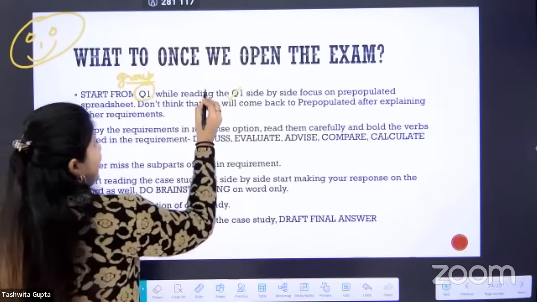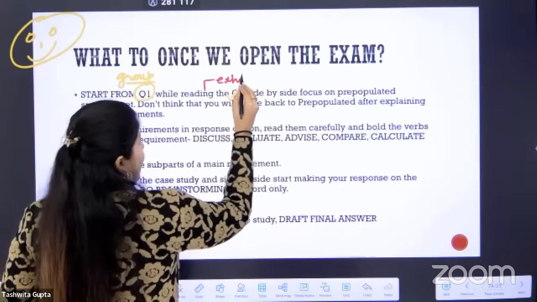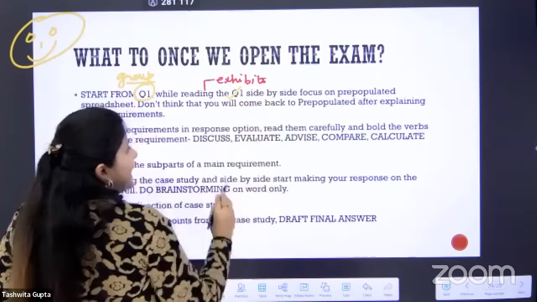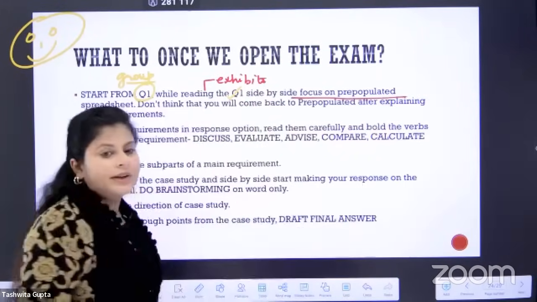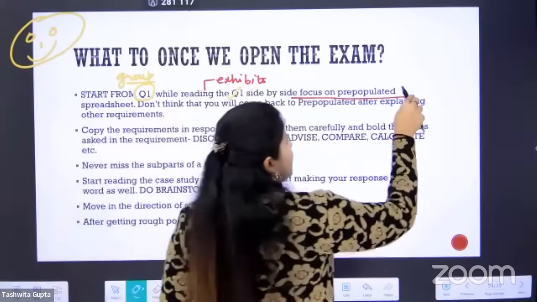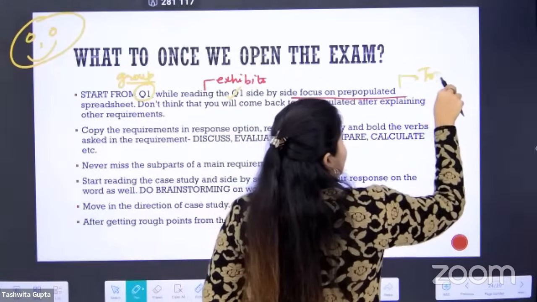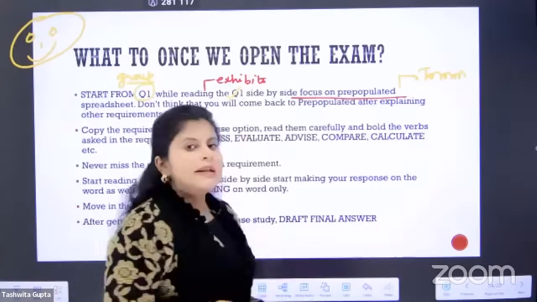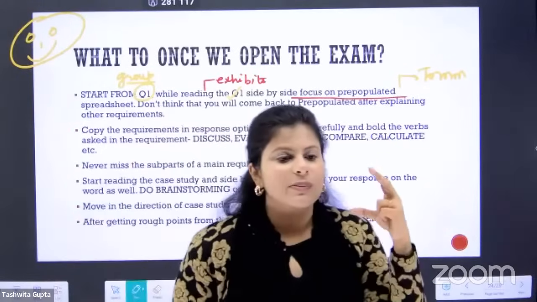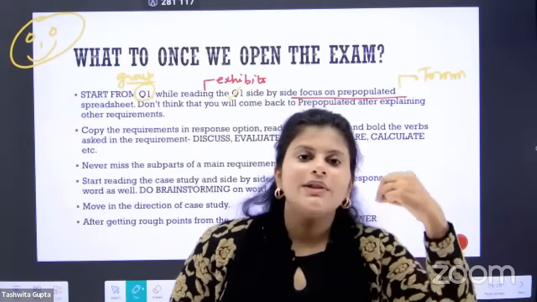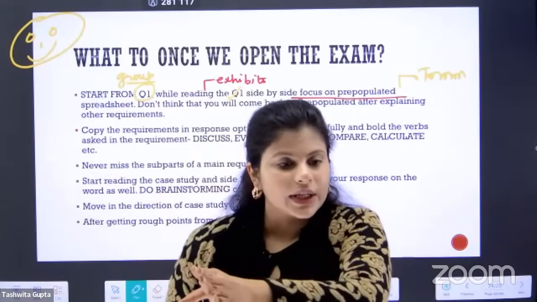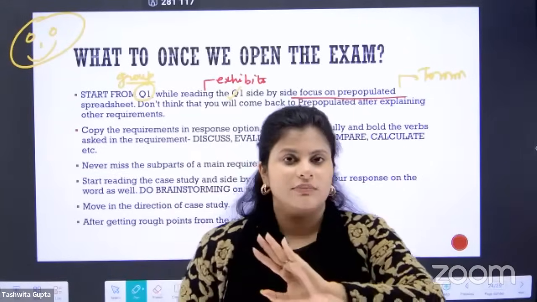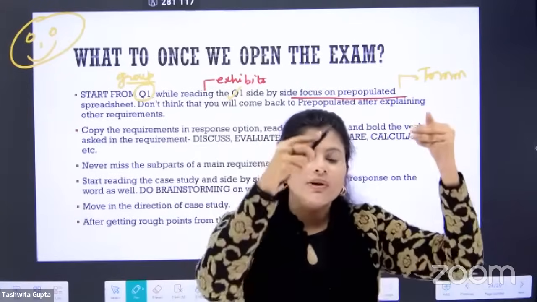And while reading the exhibits of the question number 1, we have to side by side focus on pre-populated. So tomorrow I'll explain to you how you can do it. Because most of the time, if question number 1 has explanation, people tend to explain it first and then move to pre-populated. That is not suggested because then you miss a lot of points.